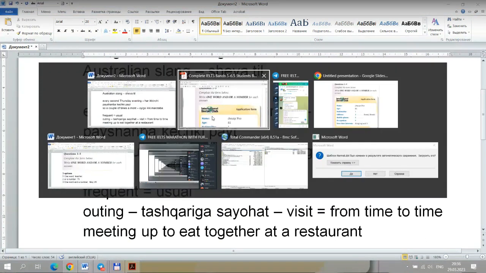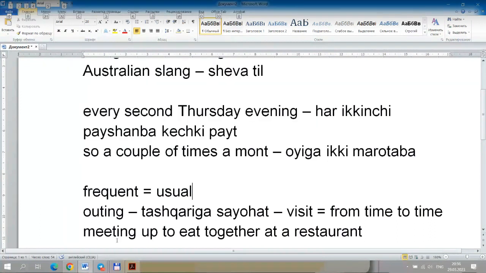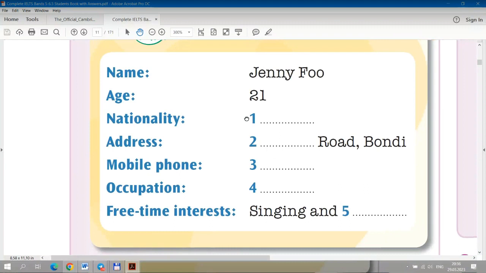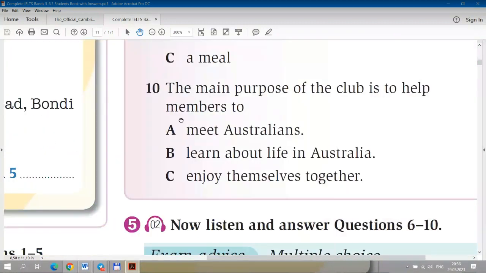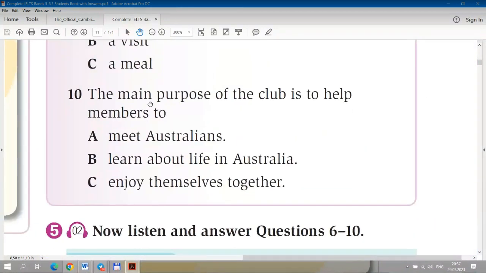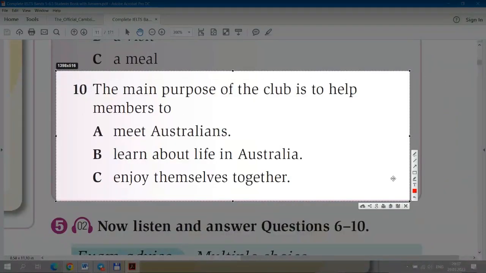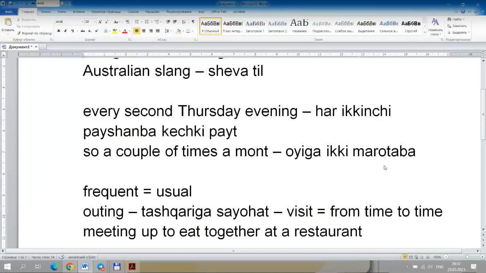Endi keyingi savolga o'tamiz. Oxirgi savol. 10th savol. The main purpose of the club is to help members to A. Meet Australians, B. Learn about life in Australia, C. Enjoy themselves together. Rasmini tashlang. Xo'p, rasmini ham jo'natib qo'yaman.